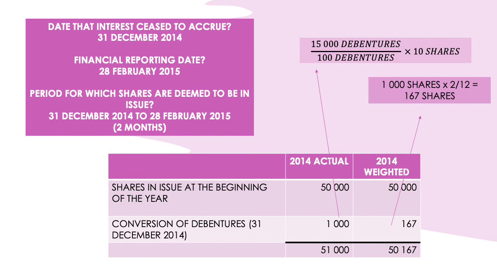But now we know that we need to weight those 1,000 shares by my time weighting factor of 2/12. If you take 1,000 shares and multiply it by 2/12, you then get that the weighted number of shares is 167 shares. That means that in our 2014 weighted column at the end of the financial year, we have 50,167 shares. That 50,167 shares is the number of shares that needs to be used when calculating our earnings per share, as that 50,167 shares represents the weighted average number of ordinary shares outstanding during the year.